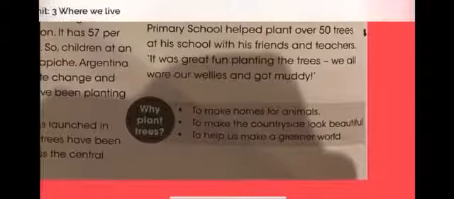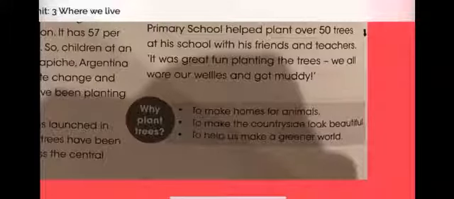Okay, so why plant trees? To make homes for animals, to make the countryside look beautiful, to help us make a greener world. So now just see it, a greener world. So now just see, tell the two reasons why it is important to plant trees.